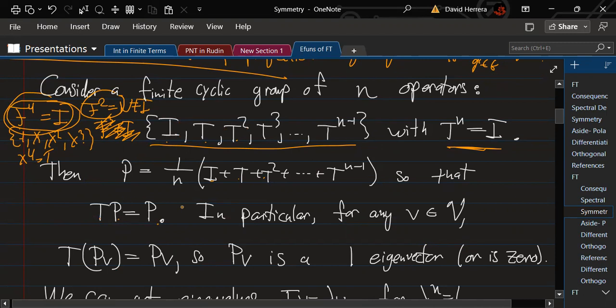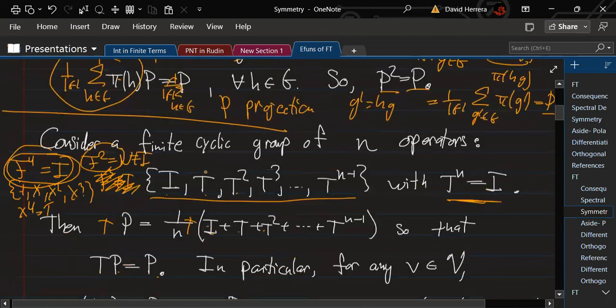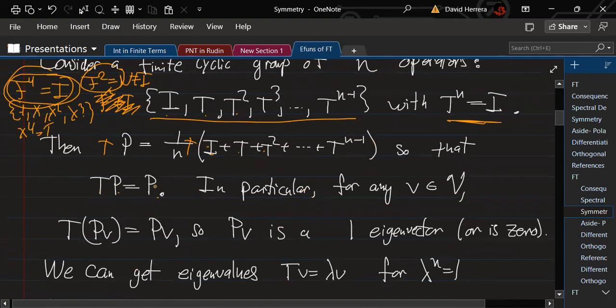Well, why is that true? If you multiply by t here, it takes this and turns it into this. You multiply by t, it turns it into this, etc. This, if you multiply by t, it turns it into this. So it cyclically permutes all of the elements of the group. That was exactly what we had up here. It permutes the elements of the group. So TP is P.